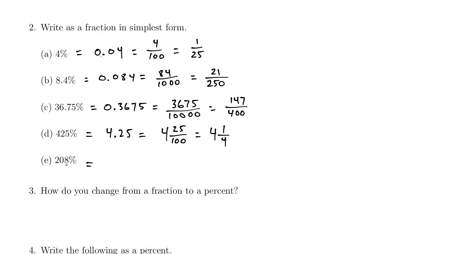Okay, and E, we've got 208%. Okay, so we change that to a decimal. We get 2.08. Okay. So again, we're going to have a mixed number. The 2 is our whole number. That stays the same. So 2 and 8 over 100. Okay. We're going to simplify. So the 2 stays the same. We can divide the top and bottom by 4, and we get 2 over 25.